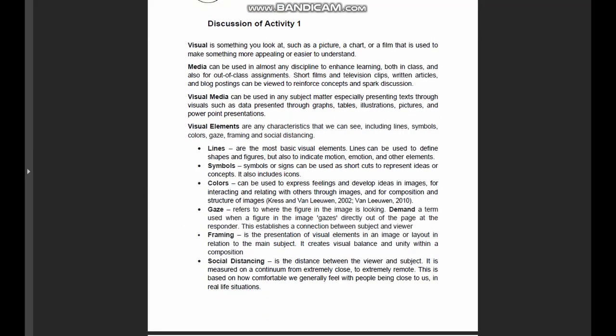And now we will have our discussion part. And first, we have visual. What is visual? It's something you look at, such as a picture, a chart, or a film that is used to make something more appealing or easier to understand. It is anything that you see. Kahit anong nakikita mo, pwedeng litrato, o pelikula, o mga chart. Ito ay tinatawag na visual.